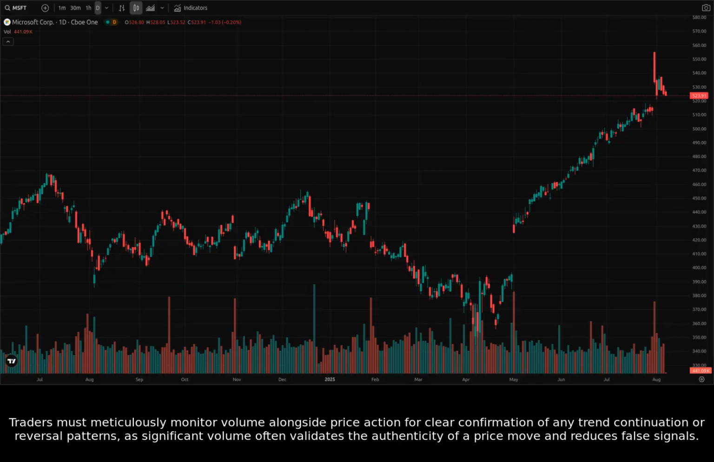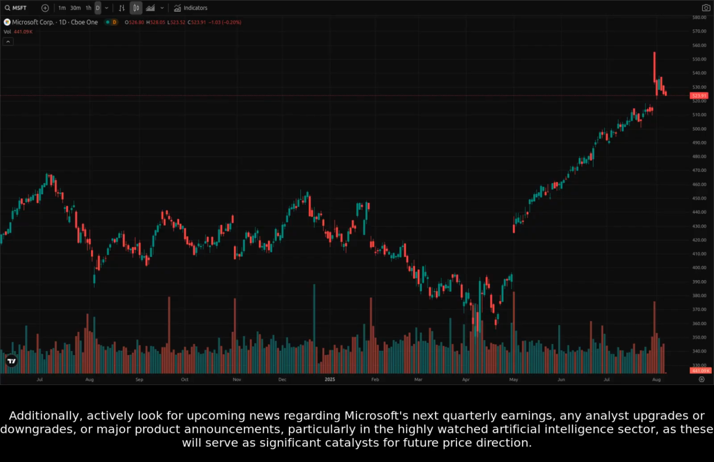Traders must meticulously monitor volume alongside price action for clear confirmation of any trend continuation or reversal patterns, as significant volume often validates the authenticity of a price move and reduces false signals. Additionally, actively look for upcoming news regarding Microsoft's next quarterly earnings, any analyst upgrades or downgrades, or major product announcements, particularly in the highly watched artificial intelligence sector, as these will serve as significant catalysts for future price direction.